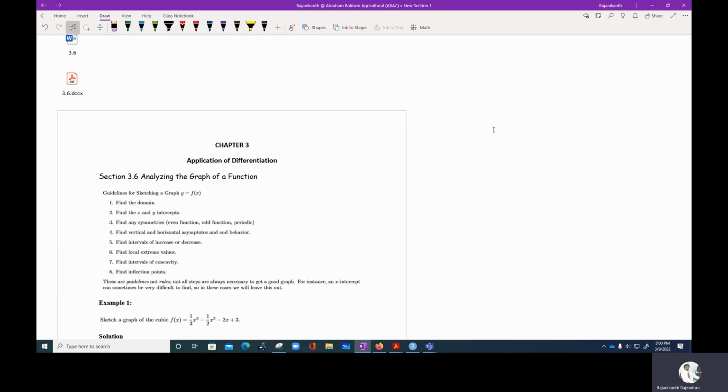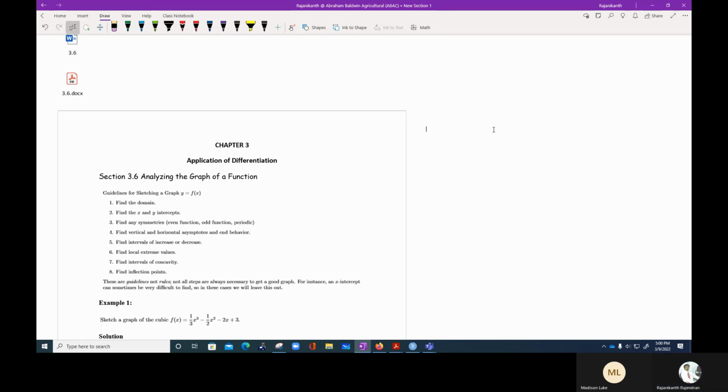Remember from 3.3, we were learning about finding relative maximum, minimum, absolute max, min, and finding the concavity, down, up, those kinds of things. We used first and second derivatives to find those things, right? Now here we are going to apply more differentiation.